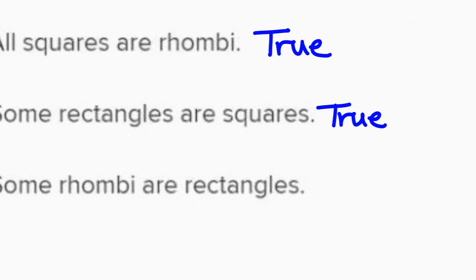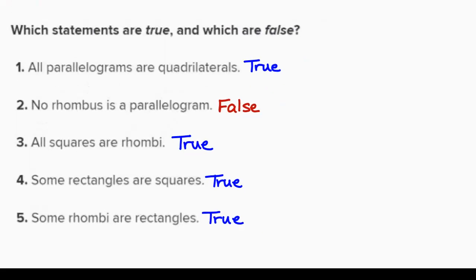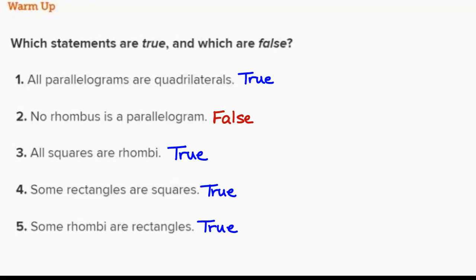Some rhombi are rectangles. True. Some rhombi could have 4 right angles. A rhombus has to have 4 congruent sides and it's a parallelogram. If that rhombus happens to have 4 right angles, then it would meet the definition of a rectangle. So not all rhombi are rectangles, but some of them are.